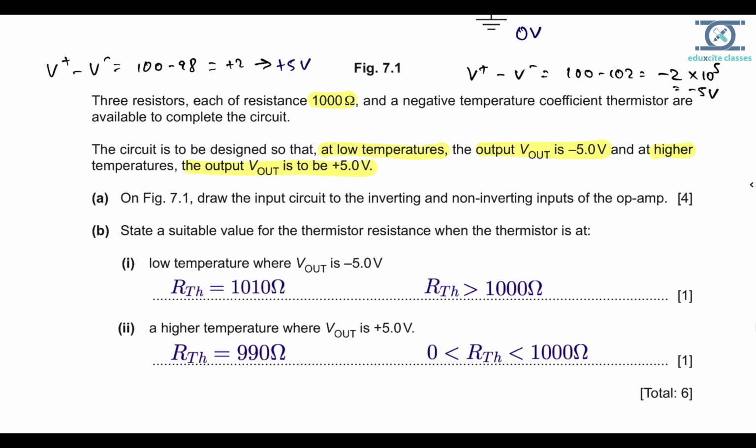Similarly, for a higher temperature, the V out should be positive. So you have to take a resistance lower than 1000. I have taken 990. So it will lie between any value from 0 to 1000 ohm for higher temperature. Okay.